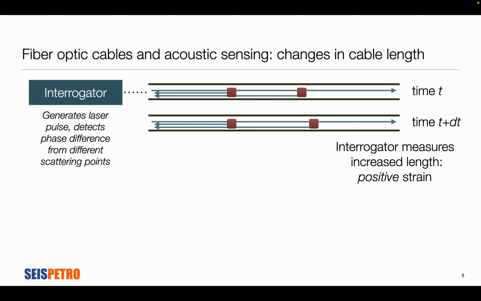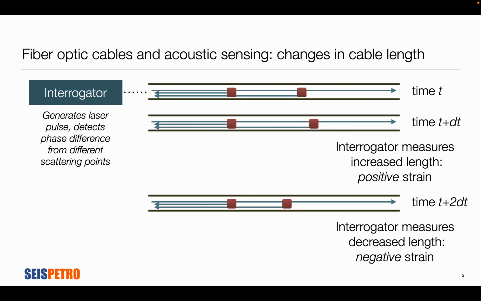When that fiber optic cable gets longer in this area, and so the distance between its scatterers increases, it causes an increase in the difference in scattering times, or the times at which those signals are detected at the interrogator. The interrogator then quantifies that increase in length as a positive value of strain of the fiber optic cable. So again, we choose positive signs for the strain to represent an increase in length.